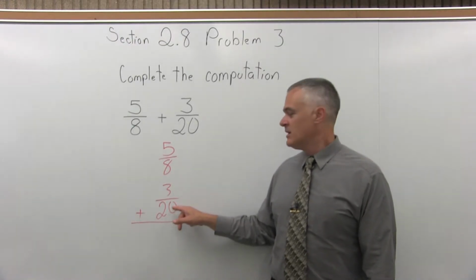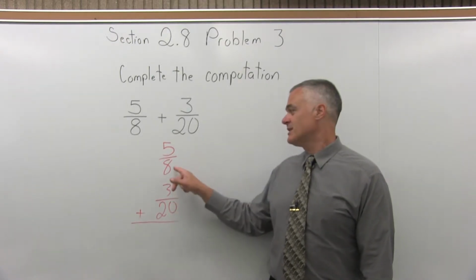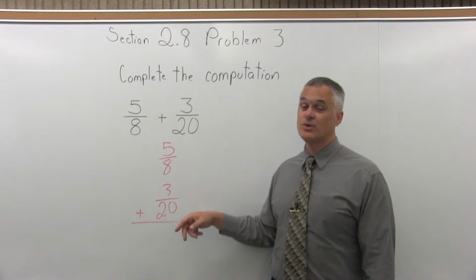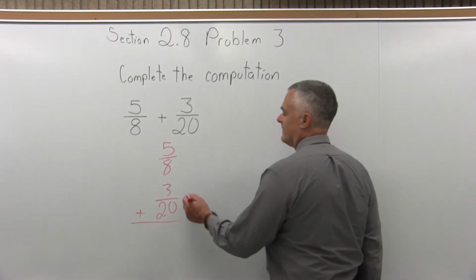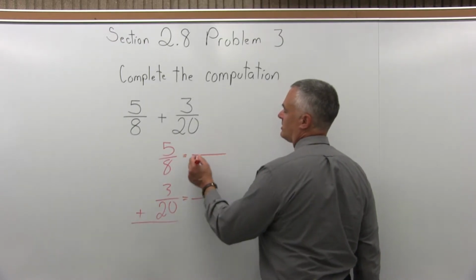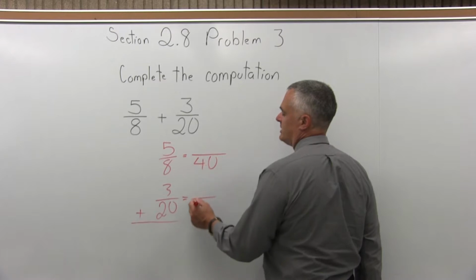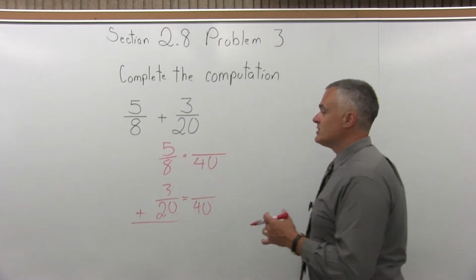It won't. So take the larger denominator, the 20, double it. Now see if the other denominator will divide in. So if you double 20, that's 40. 8 does go into 40. So 40 is the smallest common denominator. Not the only common denominator, but the smallest one. So I will make both denominators 40. Now let's adjust the numerators.